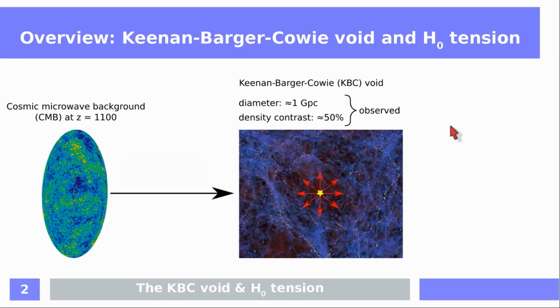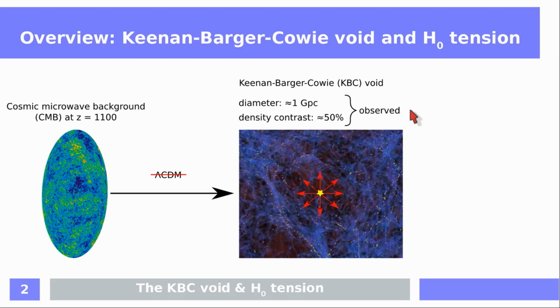And in 2013, Keenan, Barger and Cowie found evidence for an incredibly huge local underdensity with the density about 2 times lower than the cosmic mean density and with a radius of 300 megaparsec. And this underdensity we call the Keenan-Barger-Cowie void or just the KBC void. And the results by KBC are striking because the standard model of cosmology predicts very small density fluctuations on these scales. And in our paper, we showed that the formation of such a huge void is not possible in the standard model of cosmology called ΛCDM.